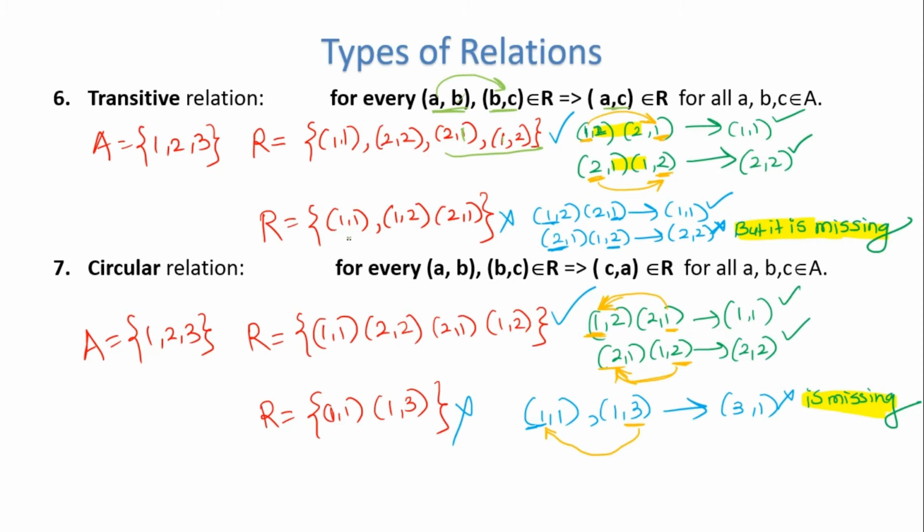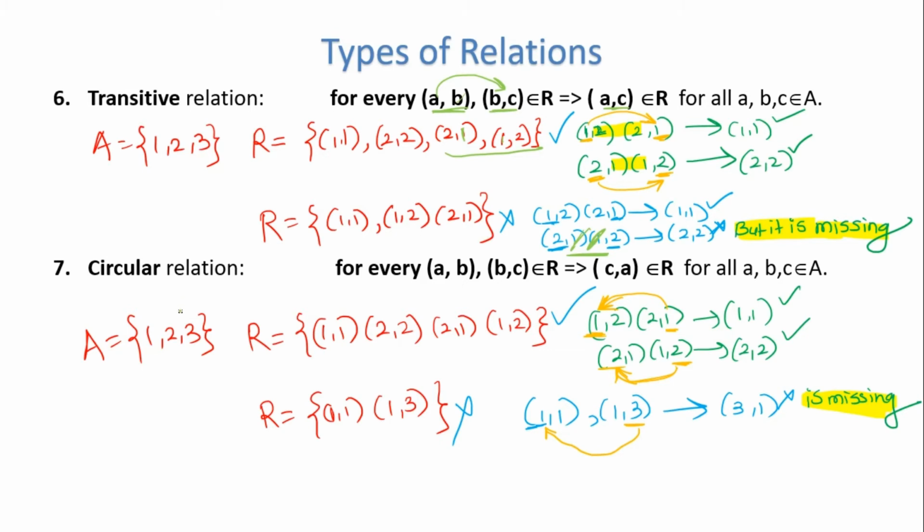Next example is (1,1), (1,2) and (2,1). For this (1,2) and (2,1), I have checked the transitive pair is (1,1), and that is present in my relation. But if I change the order to (2,1) and (1,2), for (a,b) and (b,c), you should have the (a,c) pair. It means from this, what is the (a,c) pair I am getting? That is (2,2). If I cancel the common element, I will get (2,2). But (2,2) is missing in my relation, so this relation is not a transitive relation.